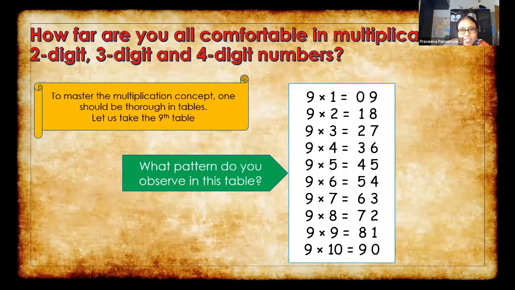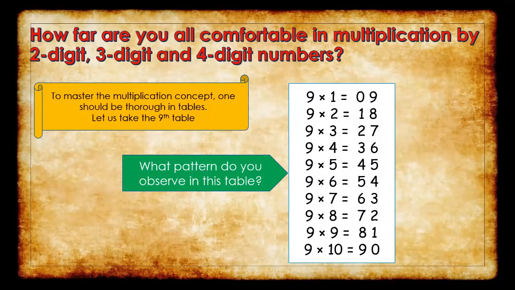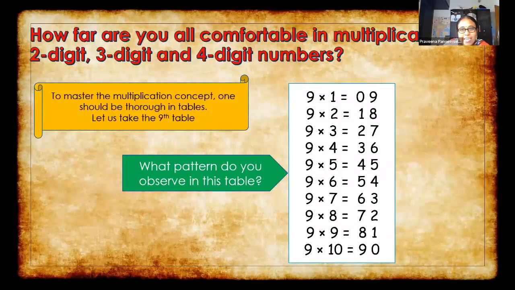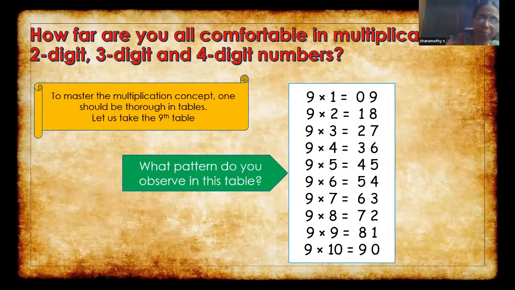In the tens digit of the product, it is the number before the multiplier, ma'am. If it is 9 into 1, the number before 1 is 0. 9 into 2, the number before 2 is 1. Super, ma'am. What she is saying is, when you look at the multiplier, if it is 1, the tens digit should be 0. If the multiplier is 2, the tens digit should be 1. If the multiplier is 3, the tens digit is 2. Very good. Next.